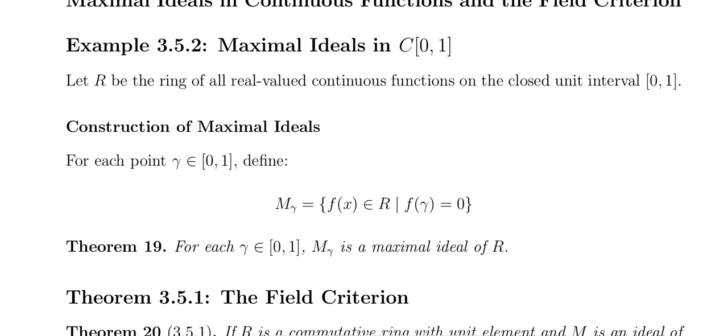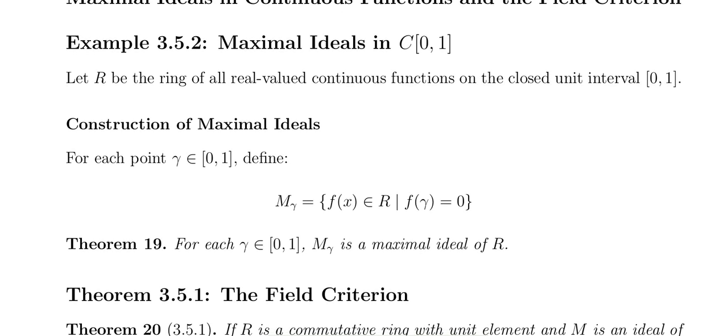So, maximal ideals in continuous functions. C of [0, 1] means the collection of continuous functions on [0, 1]. Let R be the ring of all real valued continuous functions on the closed unit interval [0, 1]. To construct a maximal ideal, for each gamma belonging to [0, 1], define M gamma as the collection of functions f of x with f of gamma equal to 0. Then that is called the maximal ideal M gamma.